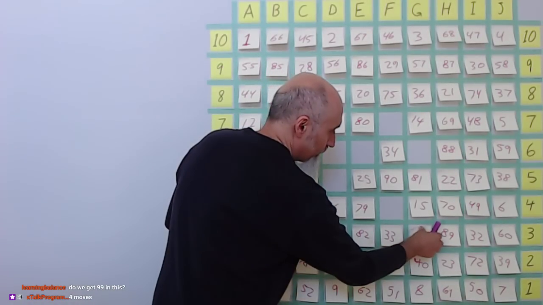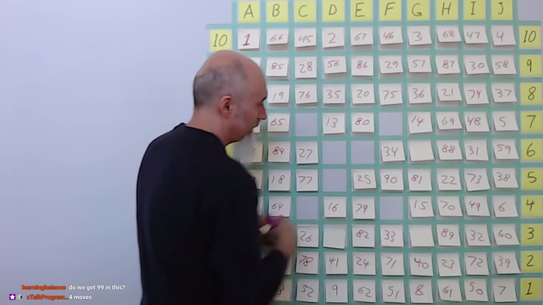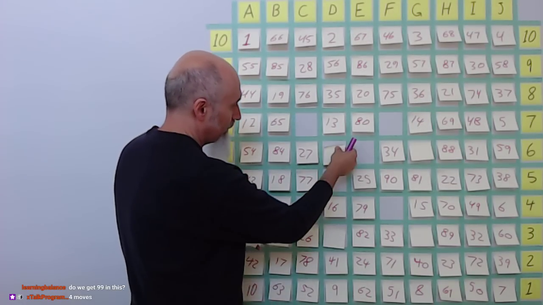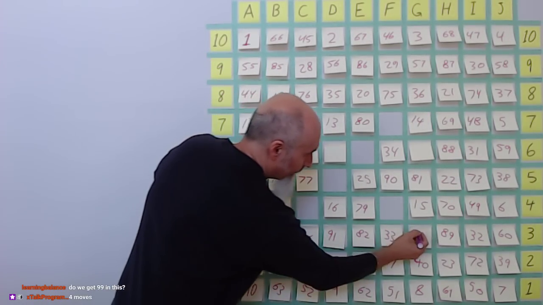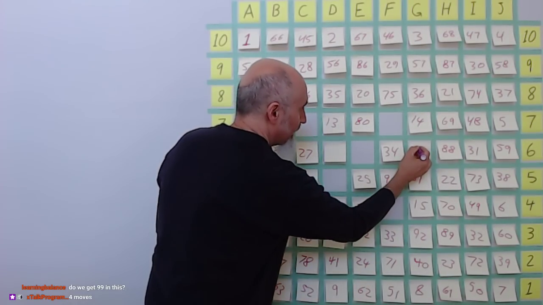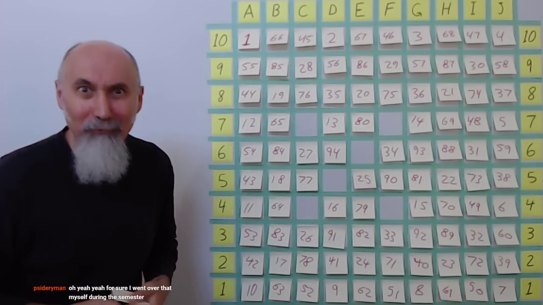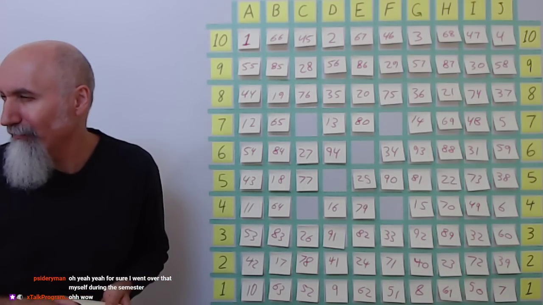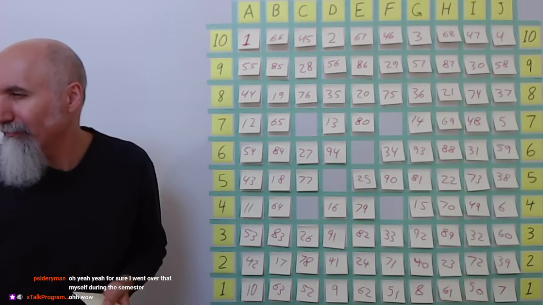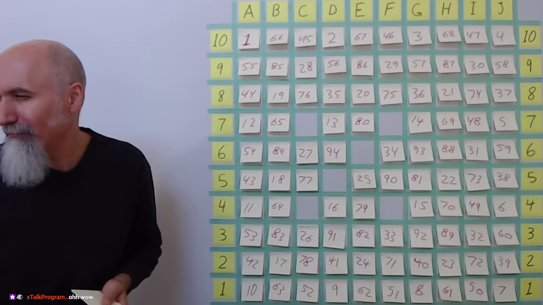91, 92, 93, 94. Oh, wow. 91, 92, 93, 94. This method worked phenomenal. Oh wow, four moves. You should still go through the proofs, blah blah blah. Do we get 99 in this? I don't know, we're gonna try it. Oh yeah, for sure.